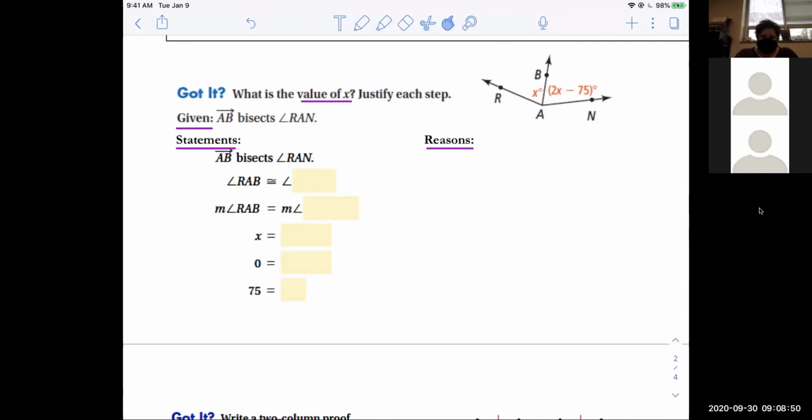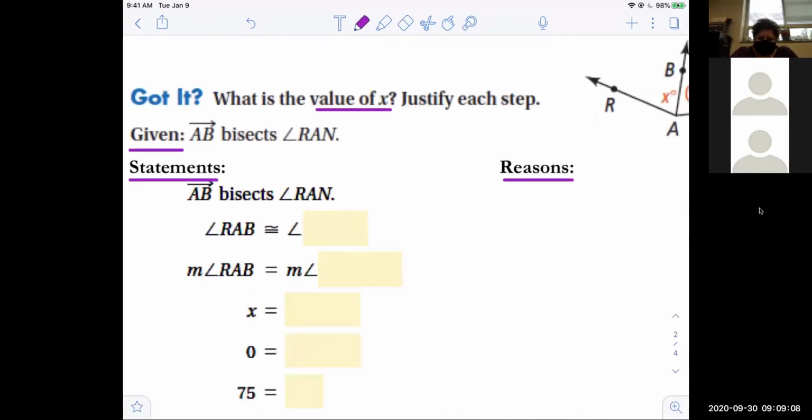Notice that there is given information over here on the diagram as well. Sometimes they will not write all of it in the given here. Sometimes it's shown on the picture. So that x and 2x minus 75 is not shown in the given. Okay, so obviously our first step is given.